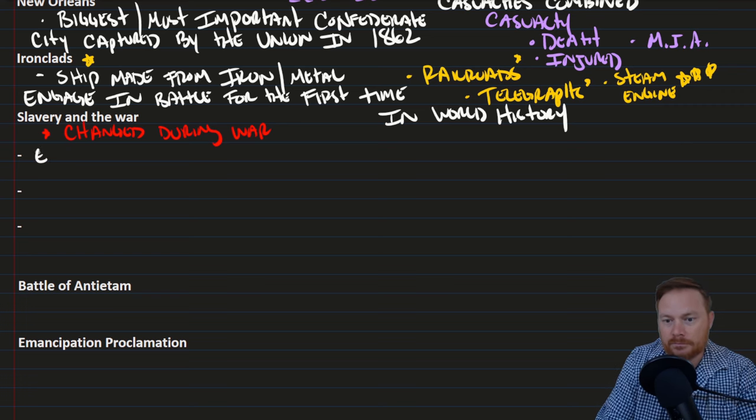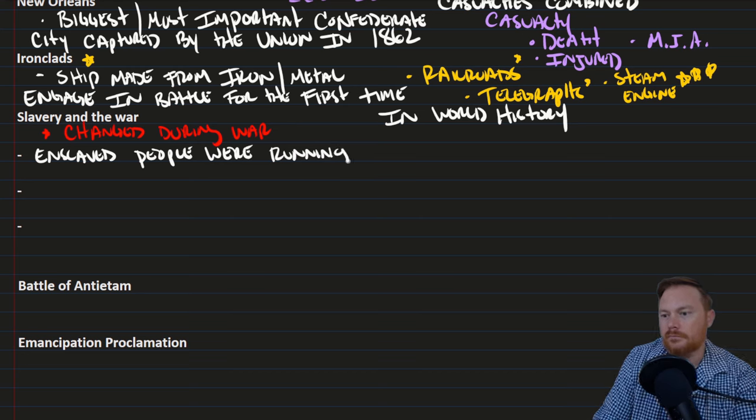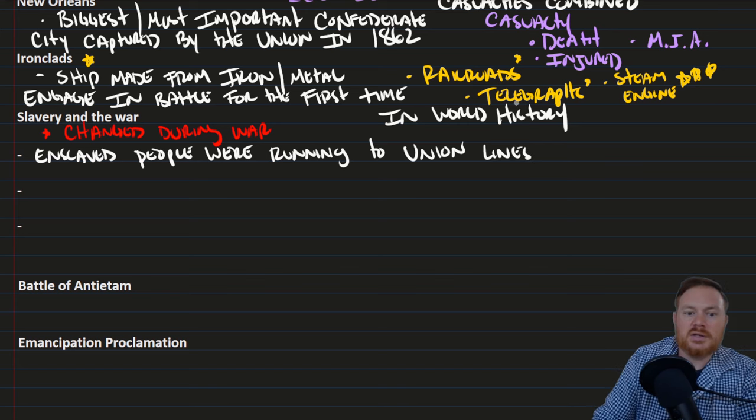One was that enslaved people were running to Union lines, right, or running to Union forces, right? And wherever Northern armies went, you effectively had emancipation taking place.